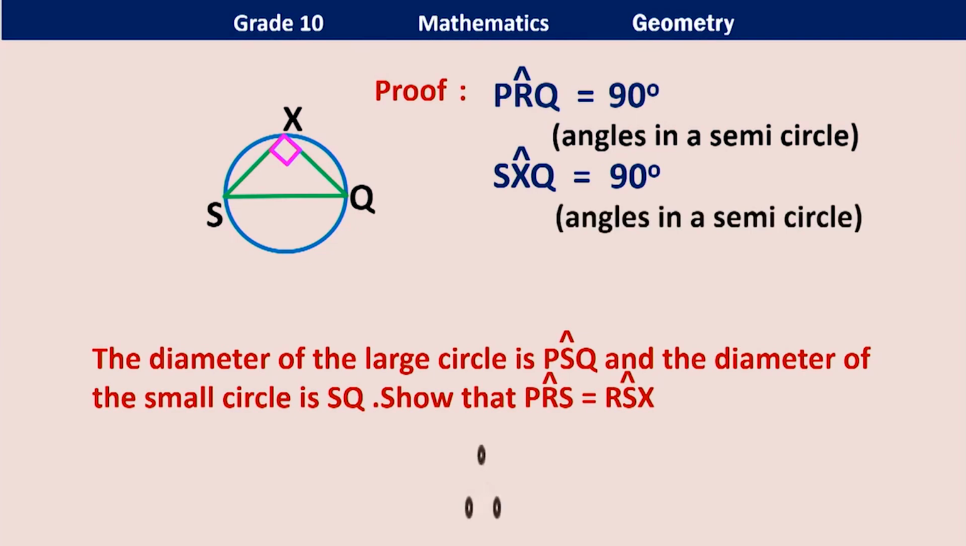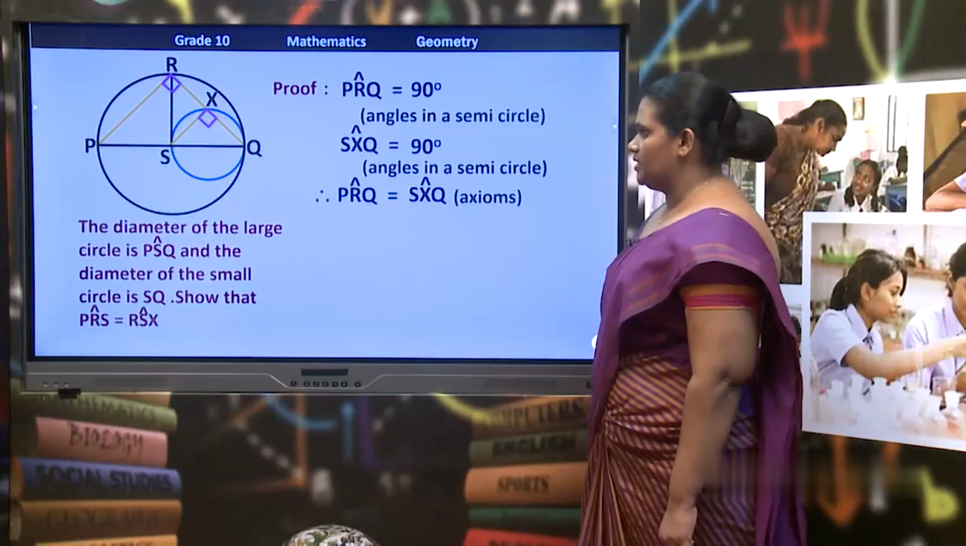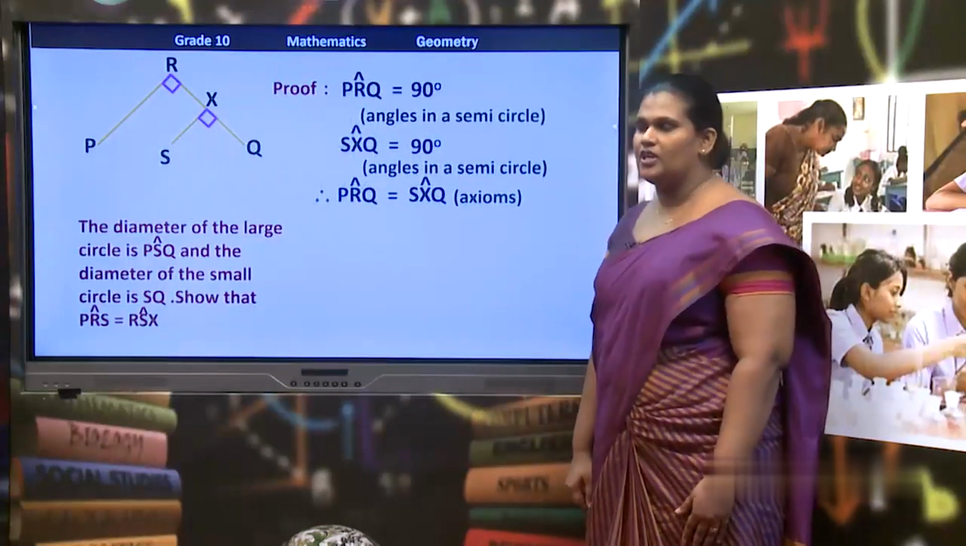Now, we have got two relationships, both are equal to 90 degrees. Therefore, we can say angle PRQ is equal to angle SXQ. We can get this relationship using the knowledge of axioms.